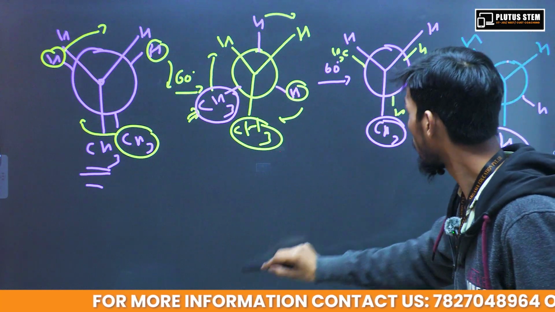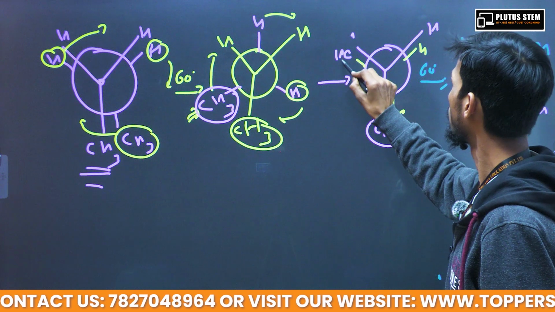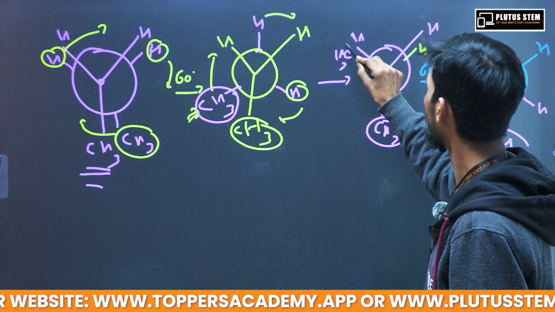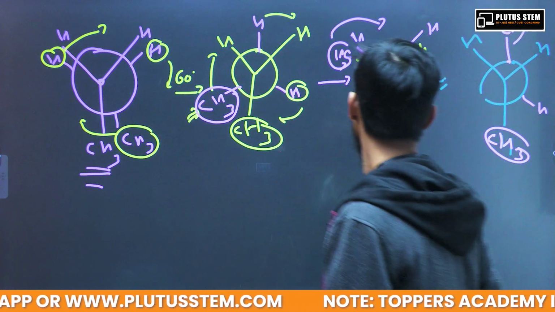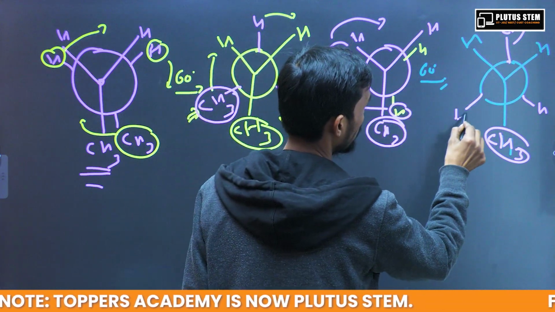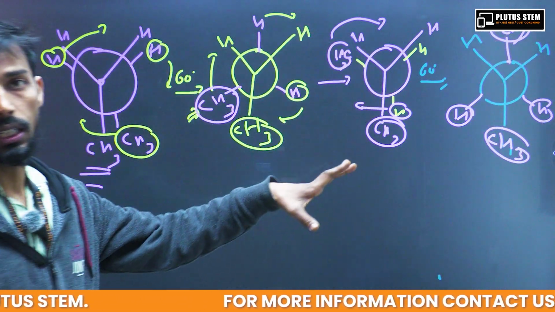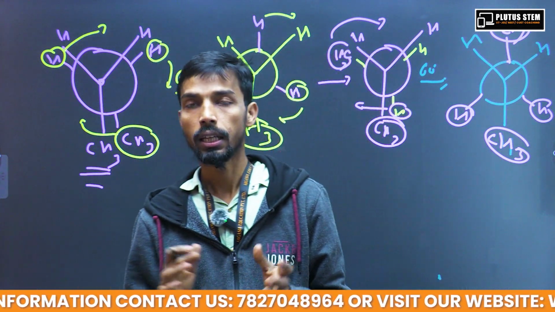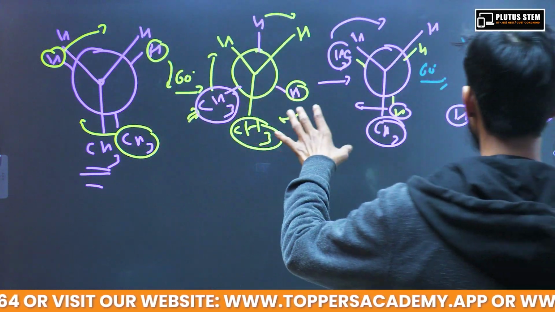I will show you how, because this CH3 is rotating. This CH3 is going to rotate from here and it will come to this side, and this hydrogen will rotate and come to this side. So now we can see both the CH3 are opposite to each other. So 1, 2, 3, 4.